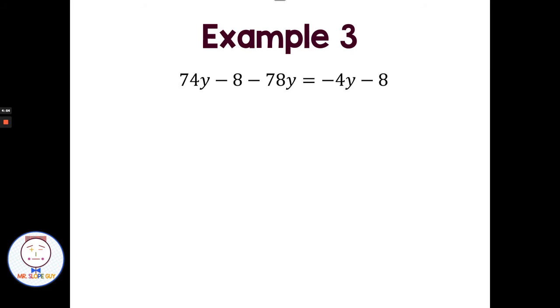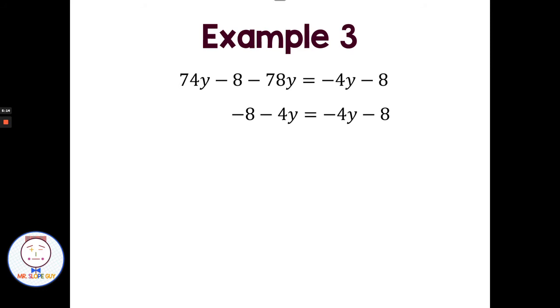I don't have any parentheses to distribute, but I do have some like terms. I have like terms on the left side, a positive 74y and a negative 78y. If I combine those, I get negative 4y. Bring everything else down. Now, no like terms, no distributive property left.